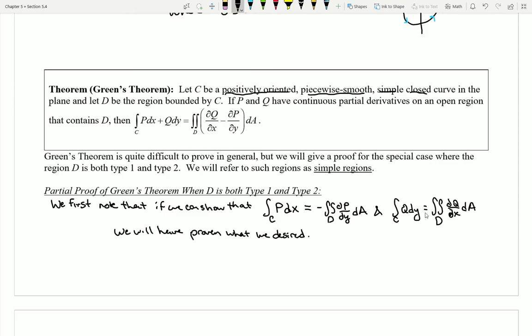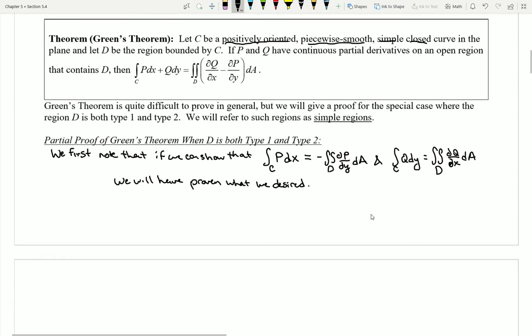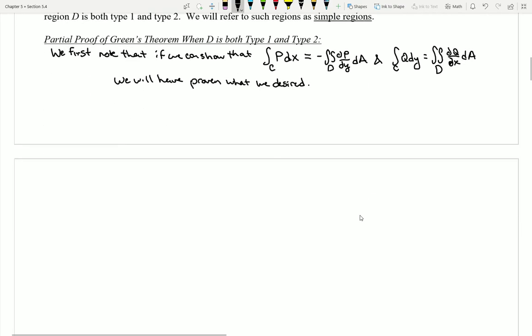I'll leave the second one as something that you could try to do on your own time if you're interested. Okay? So let's take a look at what we have down here on the next page. Let's remember that we're going to consider this special case where D is both a type 1 and a type 2 region.